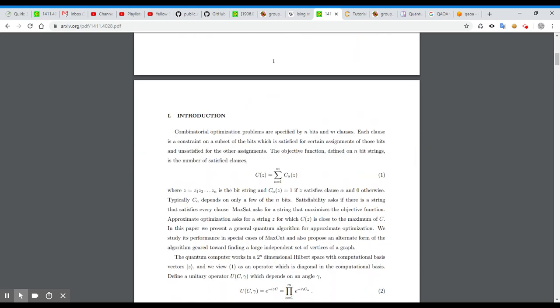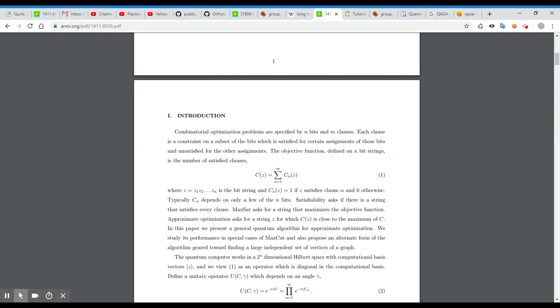So, a problem specified by n bits and m clauses. Each clause is constrained to some set of bits. Combinatorial optimization problems are specified by n bits and m clauses. Each clause is a constraint on a subset of the bits, which is satisfied for certain assignments of those bits and unsatisfied for the other assignments.